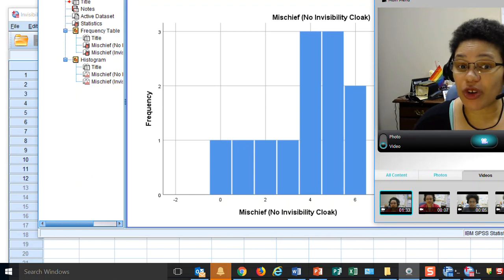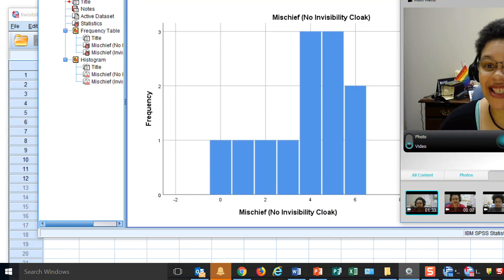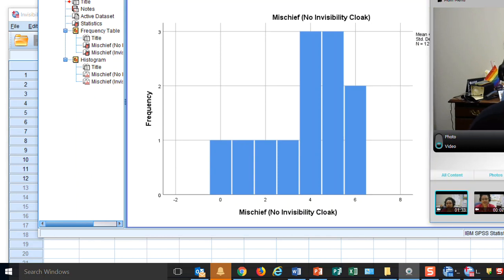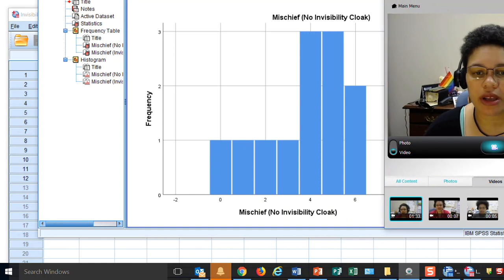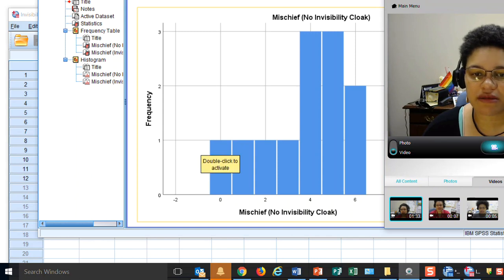I would say it's not normally distributed. It doesn't look symmetric to me, so we don't get that bell shape. And it seems like some scores are trailing off to the left. All right.